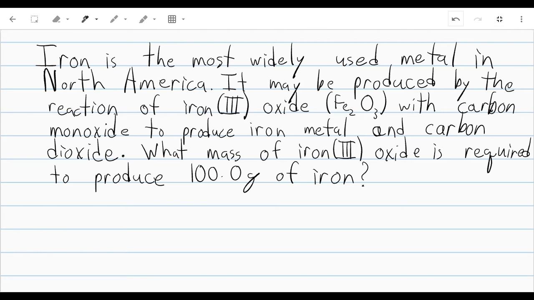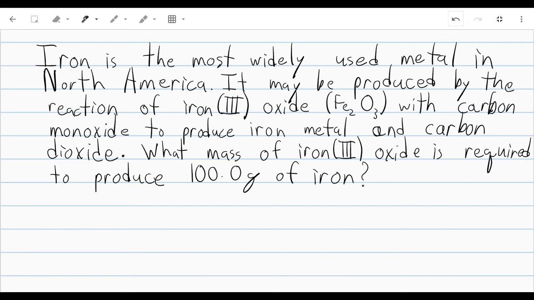So we're given a bit of information about the chemical reaction that's going on. The fact that it is the most widely used metal in North America is not relevant to answering the question, but it's part of the phrasing of the question. So it's not a distraction. It's not stuff that's just trying to make you read more. It is actually trying to phrase some of that as information that's relevant to why we are doing this calculation.